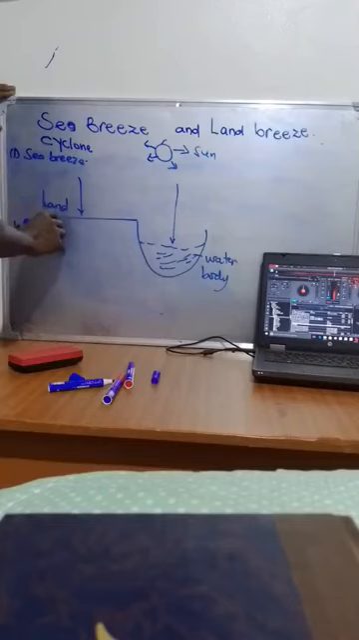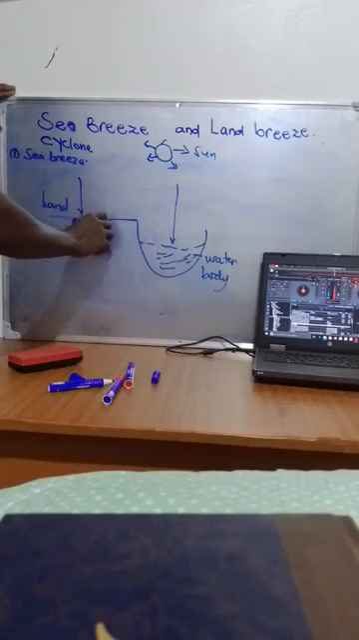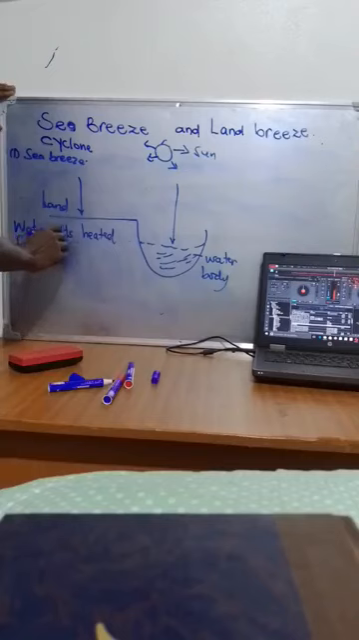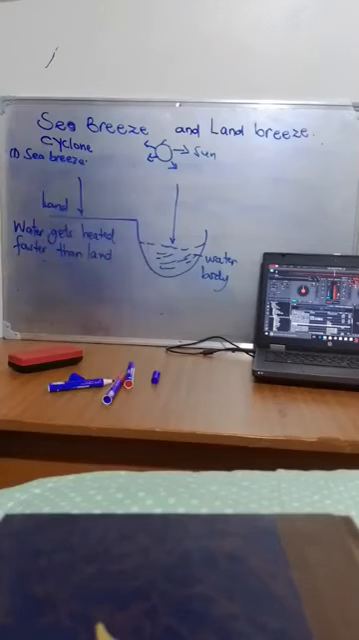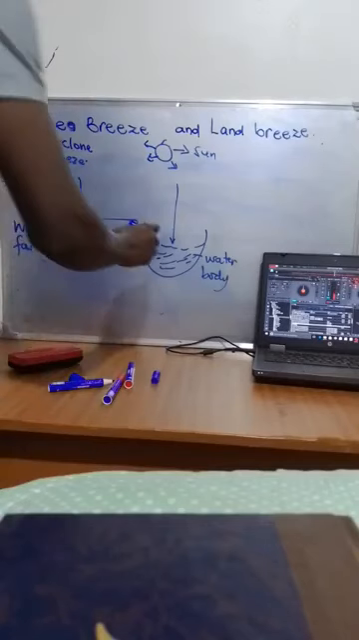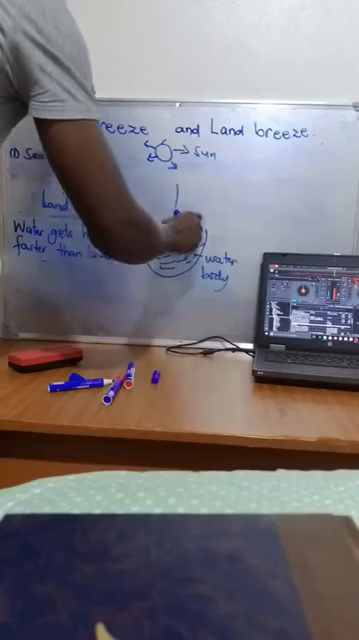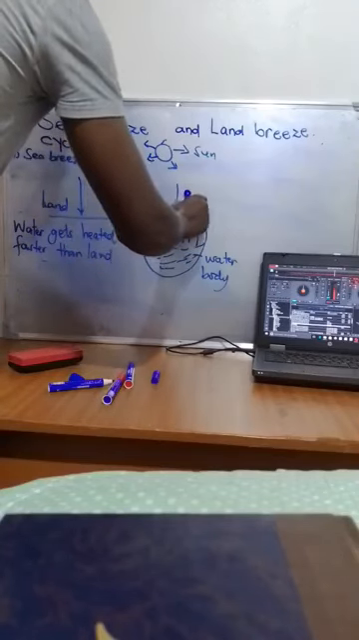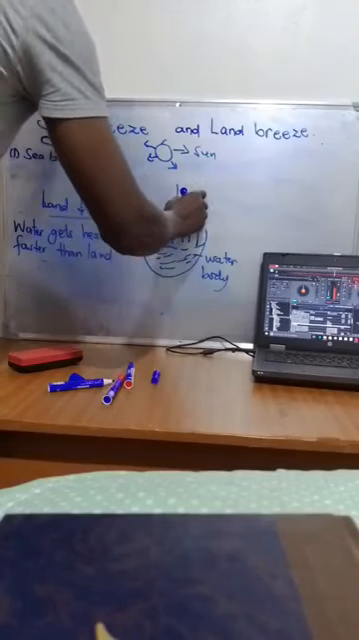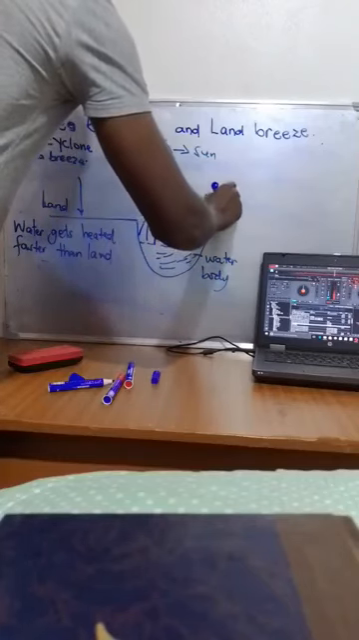Water gets heated faster than land. So, when water gets heated faster than land, air has to come up. Now this is vapor. Vapor from the water body. This is vapor from the water body.